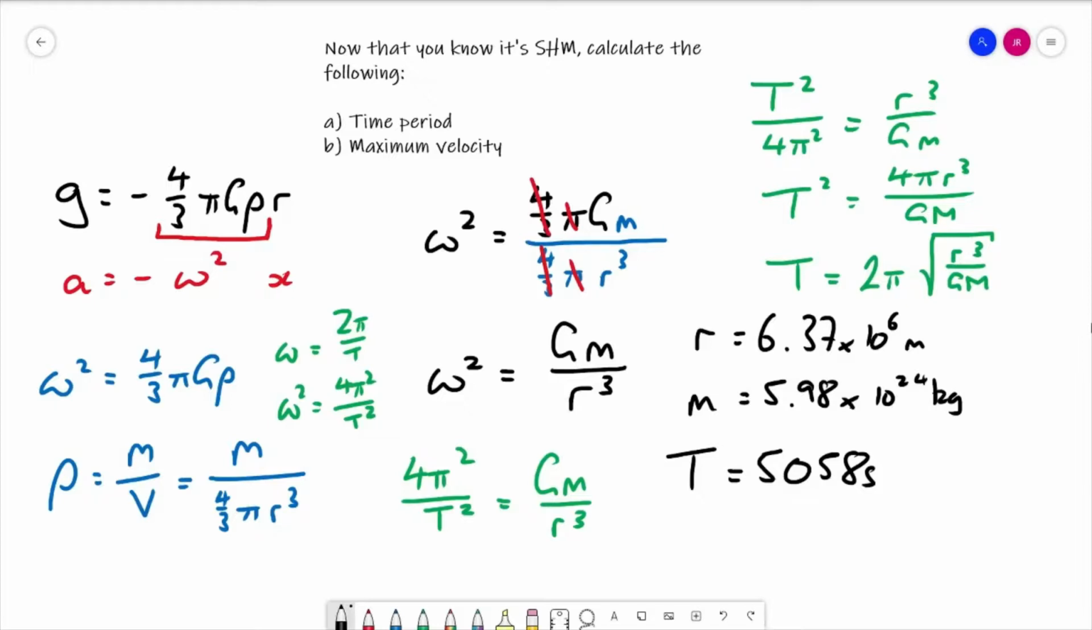Now, think about that. It would be the time that it would take if we dropped a ball in at school. It would go all the way through to the other side and come back in 5,058 seconds. Now, if we divide that by 60, we can see that that is approximately, it's just over 84 minutes.